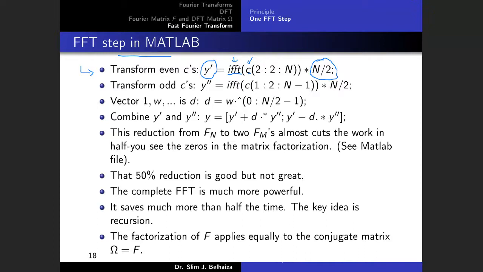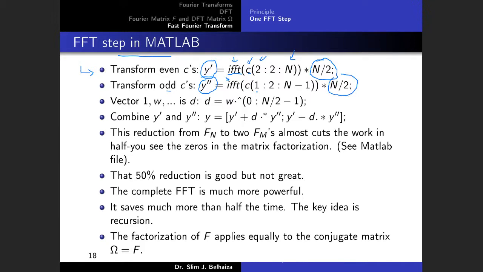The y double prime, or what we can call y2 in MATLAB, applies the inverse fast Fourier transform on the odd part of C. In the book they start from 0 and 1. Well, it doesn't work with MATLAB in the current implementation. And multiplied by n minus 2. This is the index on where to stop.